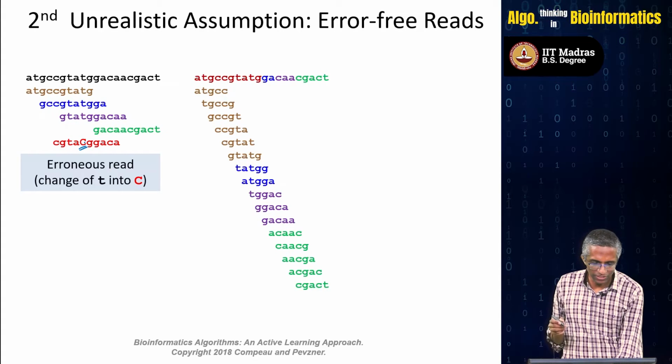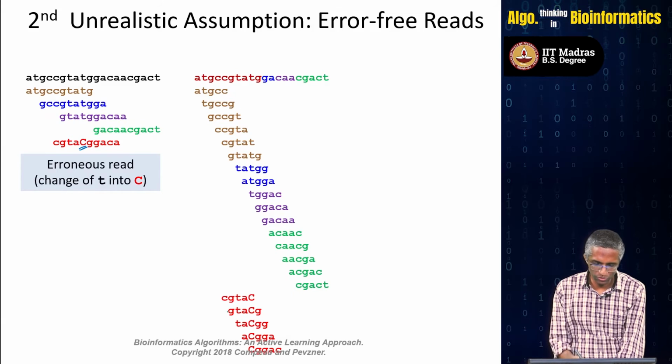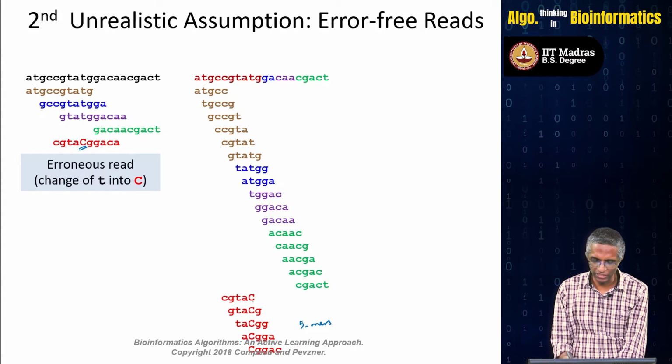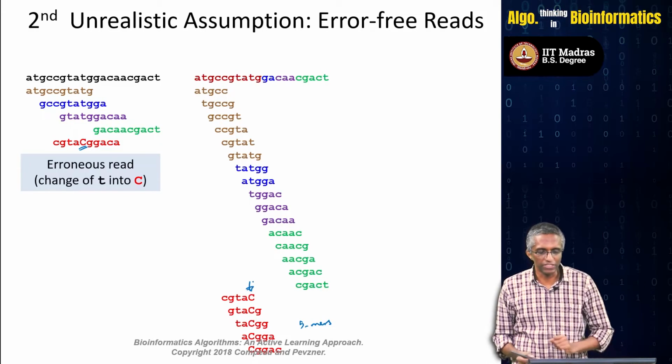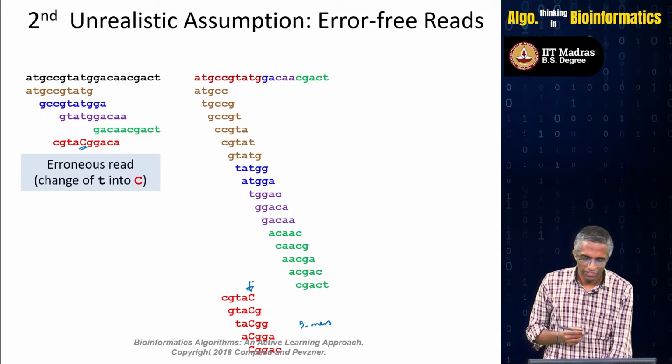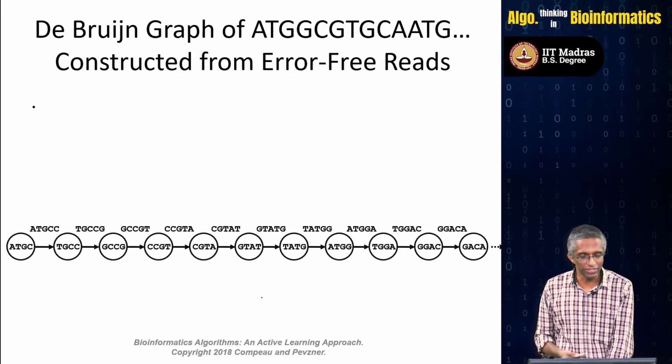So then what happens is that in all of these cases, you will have CGTAC, GTACG, and so on. These are all the k-mers, 5-mers, that get affected by the sequencing error at this location. There are 5 such k-mers that will get affected by the sequencing error. So in addition to the original k-mers, these are some new errors that are being introduced.